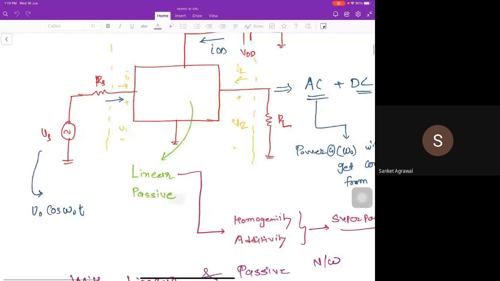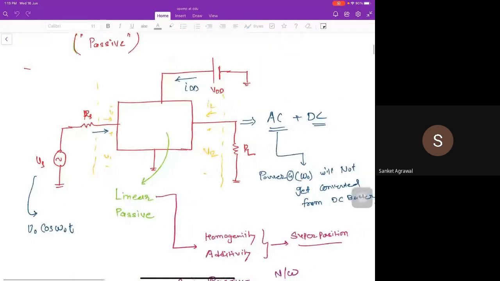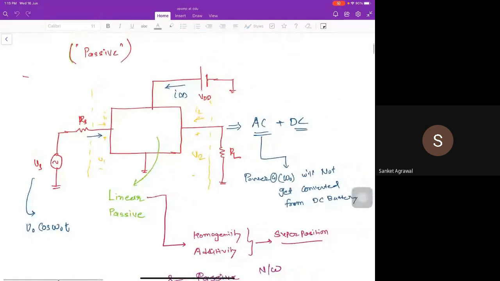So here is what I have done in a simple two-port network. Why have I taken the two-port? Because in our case it is a two-port network, that's why I am taking the two-port. At the output port, I am taking the help of the battery to get the extra power. But see, this is a linear and passive network.